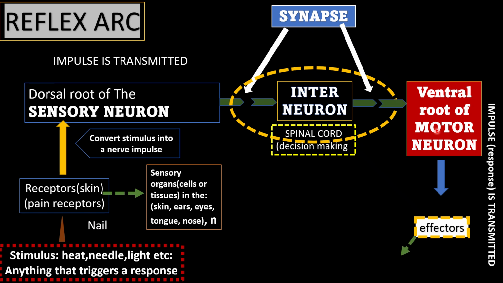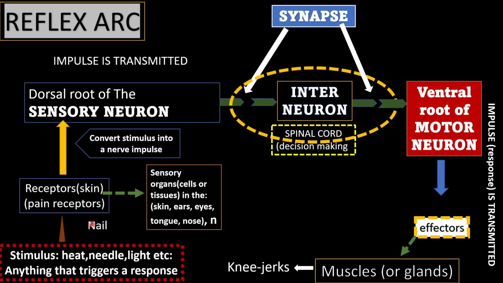to the effectors. So in this particular case, because you step on a nail and it was your feet that stepped on it, your leg muscles will have to contract to pull your feet away. Hence, the effectors here will be muscles, and what will happen? It will cause your knee to jerk, and this process will occur.